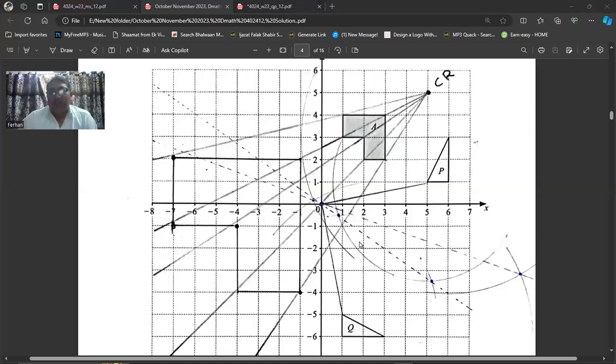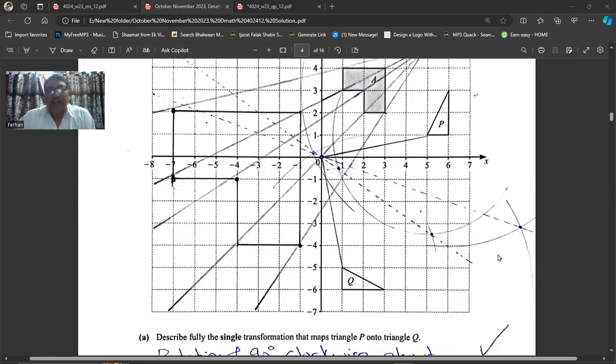Okay, so what we will do, we will join this point with this point. I will open my compass and draw an arc. Then I put the compass here and draw an arc. From here I will draw an arc here, and from here I will draw this arc, and then I will join them. That will be the perpendicular bisector.